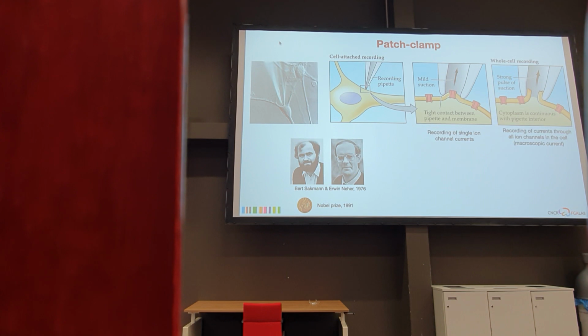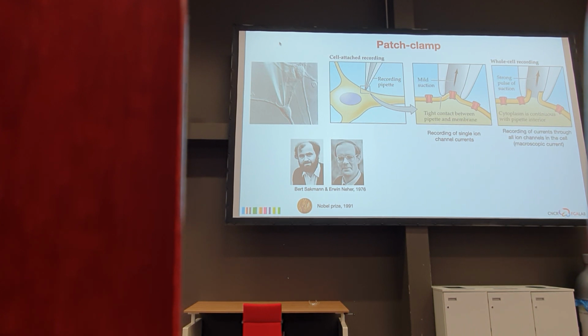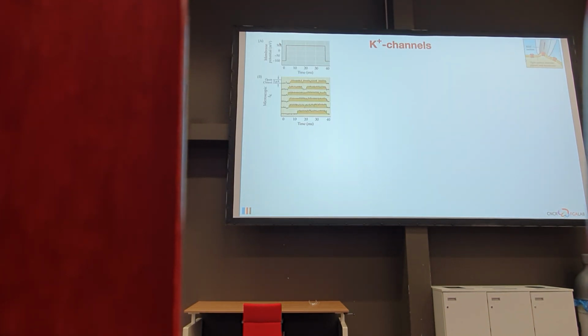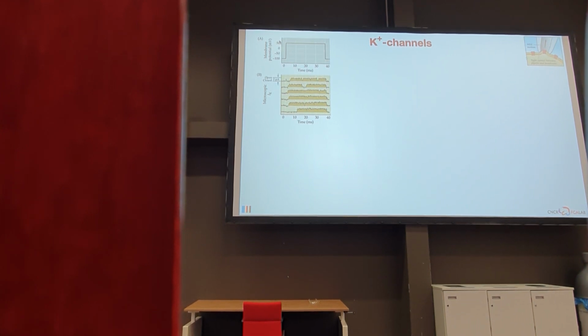And later on, they discovered by accident actually that if the seal breaks open, then you can record all the currents from the whole cell. And that's a whole-cell recording. And then in one go, you can measure all the ion channels that are on the membrane at once. It also gives you a much better signal-to-noise ratio. Okay. So, if you make such a recording, then this is what we measure actually. So what do we see?